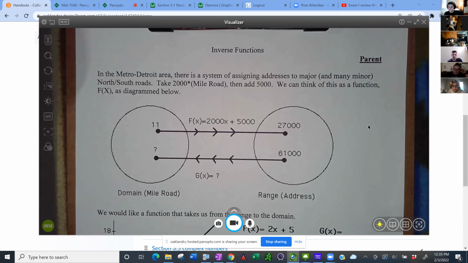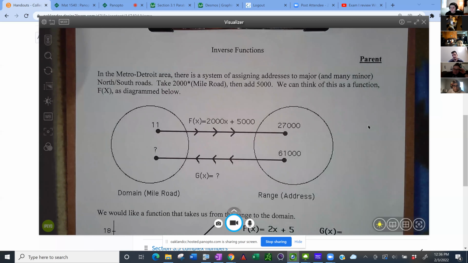And I just looked at him and I said, well, there's no way I'm going to go all the way out to 28 and Mound. I live here in Royal Oak. And he was shocked. I didn't pull out my phone and look up his address or anything like that. I just knew. Now, how did I know? Well, I applied the inverse function.